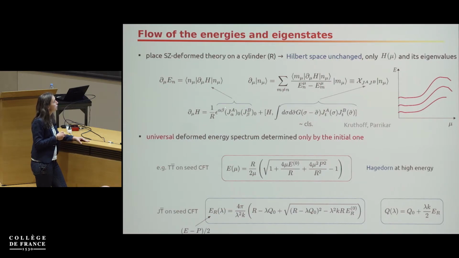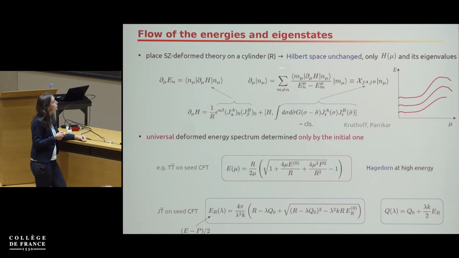And this fact is basically responsible for a very nice property of these theories, that they have a universal deformed energy spectrum that depends only on the initial spectrum. Okay? So for a TT bar deformed CFT, the deformed energies are given by this formula in terms of the undeformed energies and the momenta. For any seed theory, this is the deformed spectrum. You have a similar formula for JT bar, where the deformed energy depends on the undeformed energy, but also the U(1) charge, just because this guy mixes the U(1) charge. But this is a very special property of this theory.